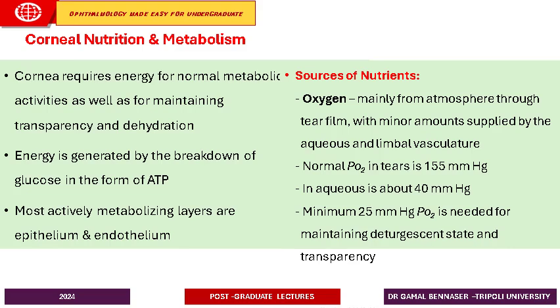As you know, the partial pressure of oxygen present in the tear film is 155, and in the aqueous it is around 40 millimeters of mercury. And we need a minimum of 25 millimeters of mercury partial pressure of oxygen in order to maintain the normal deturgescence function of the cornea and the normal endothelium. So the nutrition and the metabolism of the cornea mainly depend on glucose in different ways, like the Krebs cycle and the pyruvate cycle. All these lead to the production of ATP, which will provide energy for the different pump mechanisms. Also, it is important for the proliferation of the surface epithelium.